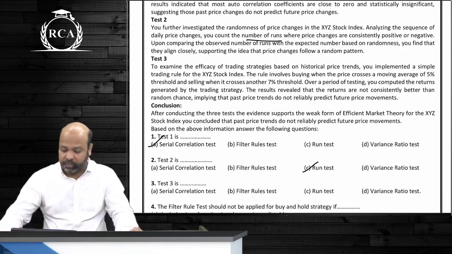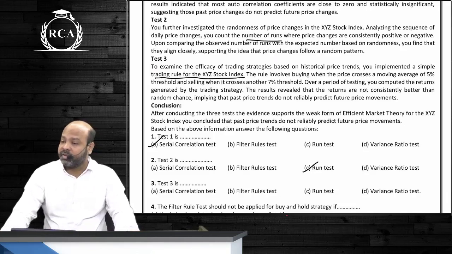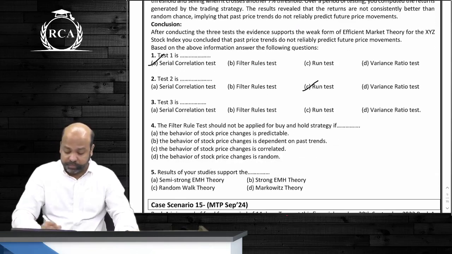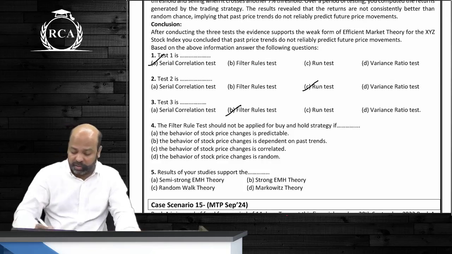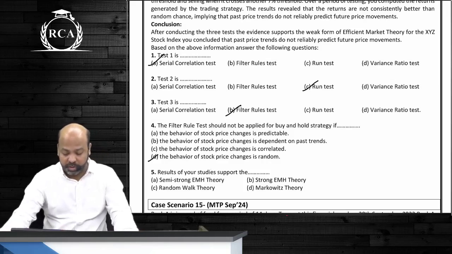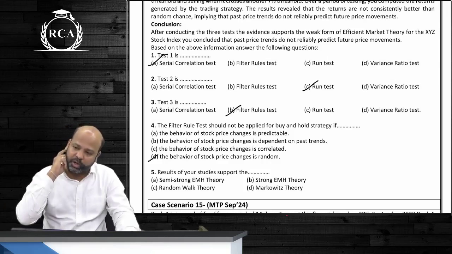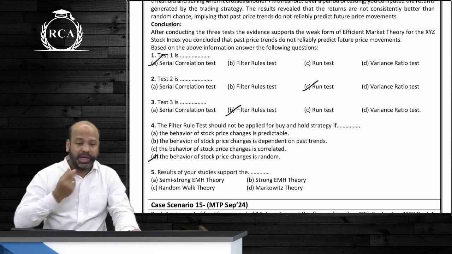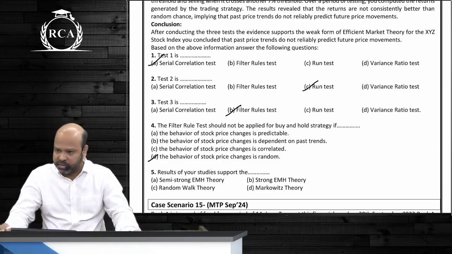Test 3, guys, you implemented a simple trading rule. Which test is this? Test 3, simple trading rule, means filter rules test. Option B, guys. The filter rules test should not be applied for a buy and hold strategy if the behavior, answer will be option D, for the ones who haven't done it. The behavior of the stock price changes is random. If prices are moving randomly, then you cannot use filter rules; a buy and hold strategy over a longer period will not give you superior returns.